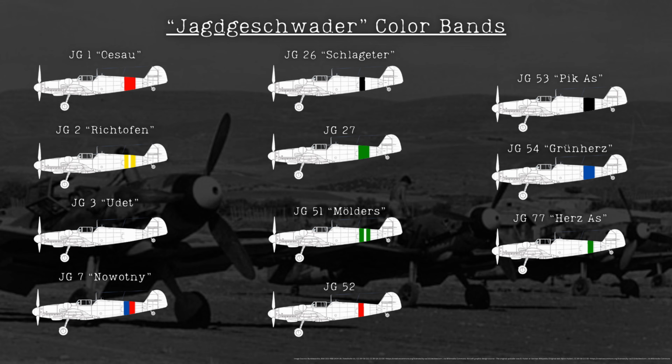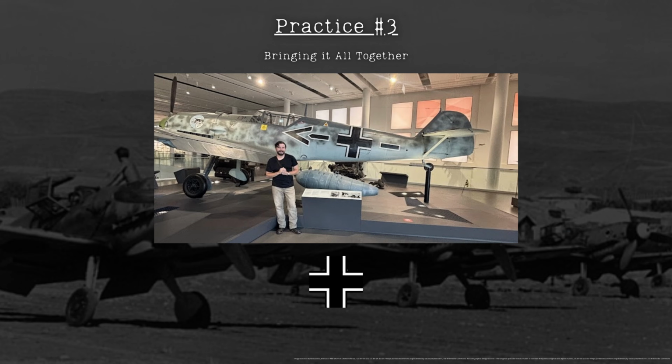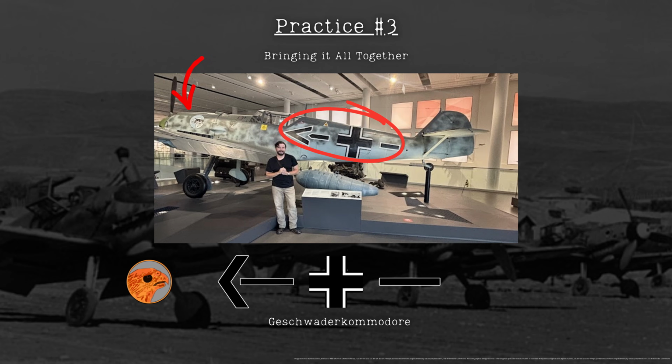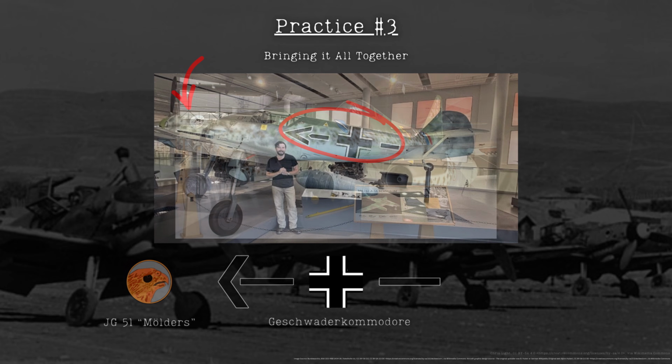Before we call it a day here, let's do one more little knowledge test to wrap it all up. Here's a shot Mrs. Bruce took of me at the Deutsche Museum in Munich this past summer. Right off the bat, we see a chevron and a horizontal bar ahead of the Balkenkreuz, and one horizontal bar after the Balkenkreuz, which tells us that this is the mount of a Geschwader Commodore. Up on the engine cowling, we recognize this as the emblem of JG-51. So we can tell that this particular 109 is in the markings of the fighter belonging to the wing commander of JG-51.